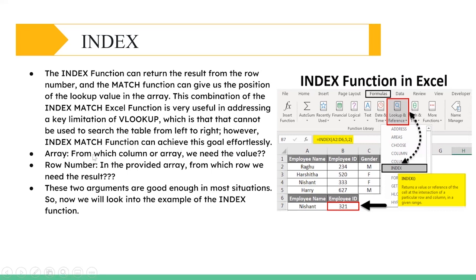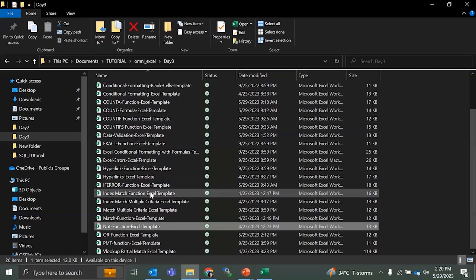So the array is the column or array from which we need the value. Row number is, in the provided array, the row from which we need the result. These two arguments are good enough in most situations. So now we will look into the example of the INDEX function. You can get it from INDEX. Now we'll see how INDEX and MATCH work.